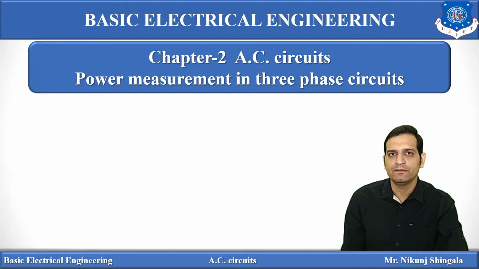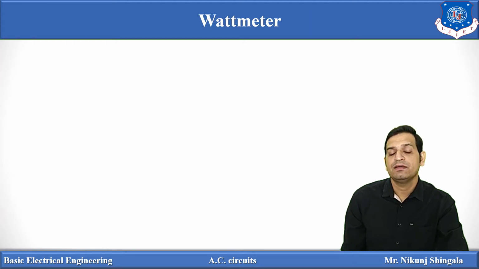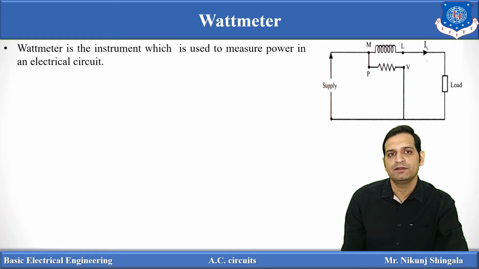So let us first start with the device which is used to measure the power, and that is nothing but the wattmeter. A wattmeter is basically an instrument which is used to measure power in an electric circuit, single-phase or three-phase power. Now this is a basic construction of a wattmeter.